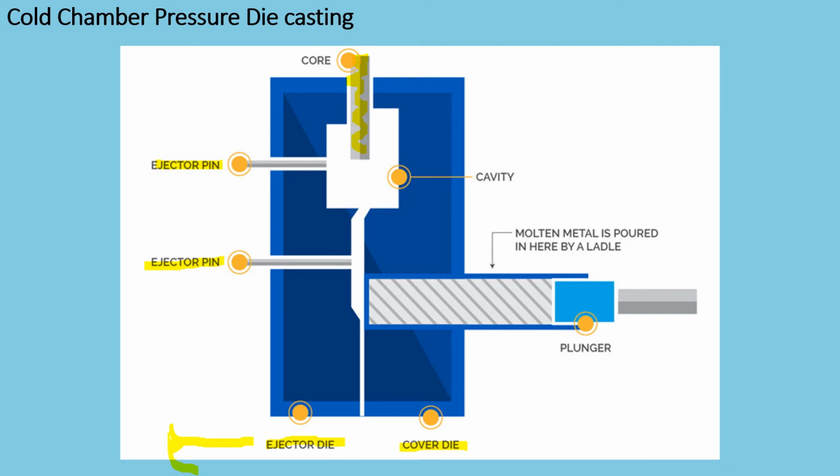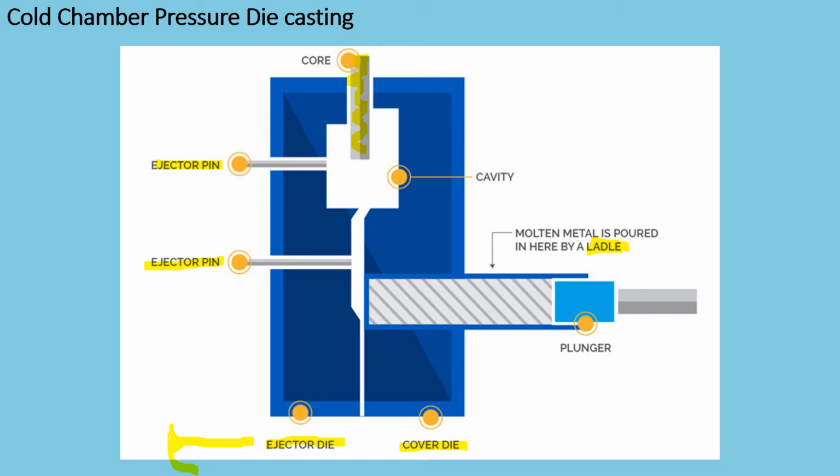And this is where the metal ingots, so the metal bars, will be placed inside the crucible furnace and will be heated until it is molten. Once it is molten, it will then be carried from the furnace to the cold chamber via a ladle. And the ladle can be carried by a man, or it can be a systematic ladle, depending on the manufacturers.